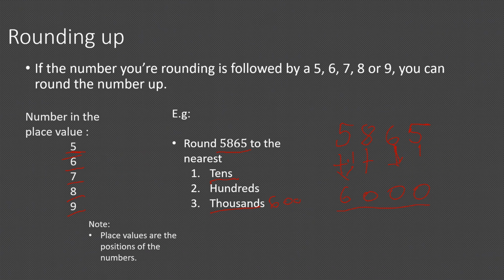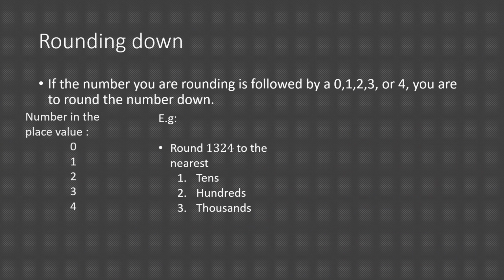So the answers are 6,000, 5,900, and 5,870. With that being said, we go on to the next part. Rounding down is our next part. If the number we're rounding is followed by a 0, 1, 2, 3, or 4, we have to round the number down. Now we'll start with the number 1,324.